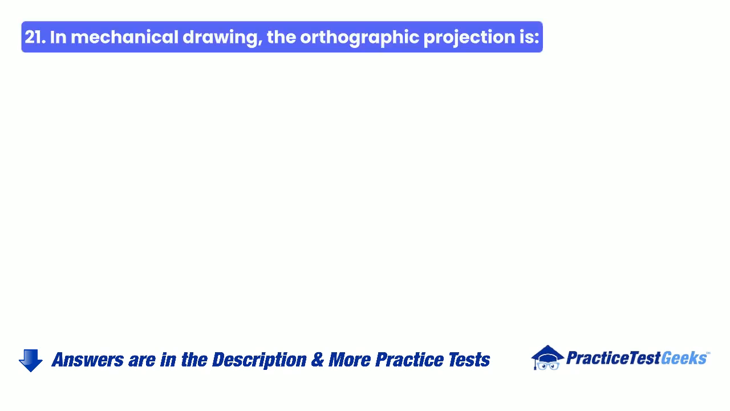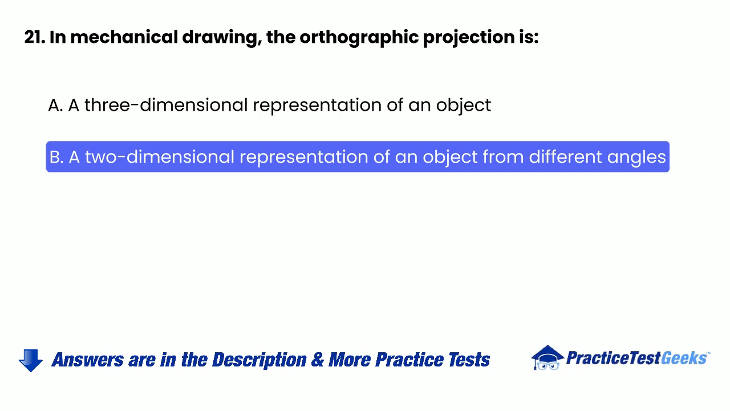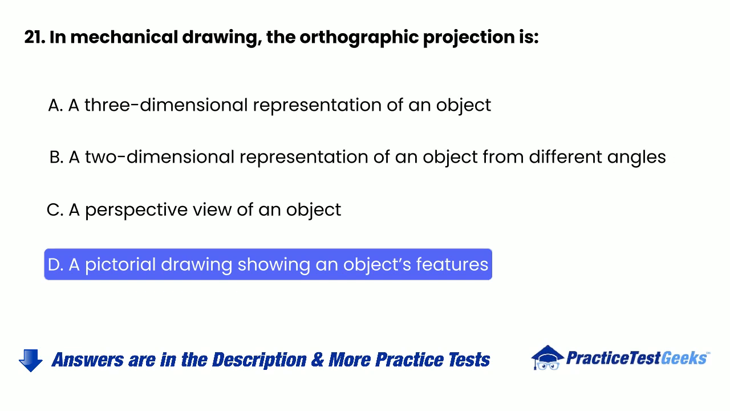(21) In mechanical drawing, the orthographic projection is A. A three-dimensional representation of an object. B. A two-dimensional representation of an object from different angles. C. A perspective view of an object. D. A pictorial drawing showing an object's features.